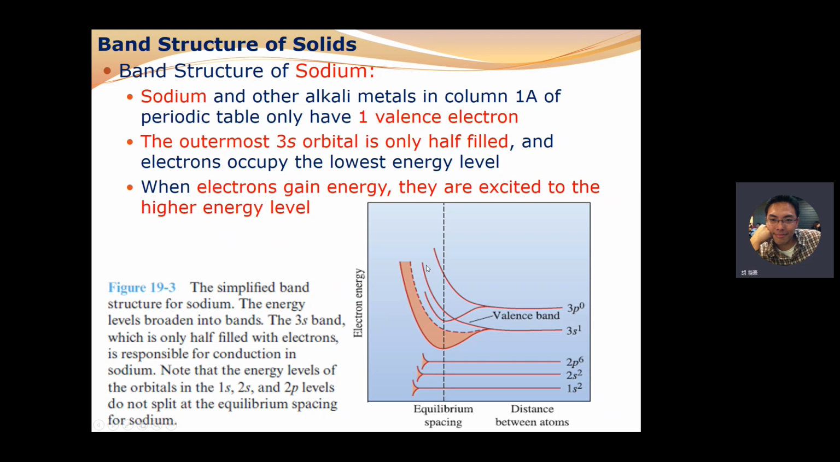Therefore, for example, the band structure of sodium and other alkali metals in column 1A of the periodic table: they only have one valence electron, right? The outermost 3s orbital is only half filled, and electrons occupy the lowest energy level. And when electrons gain energy, they are excited to the higher energy level.